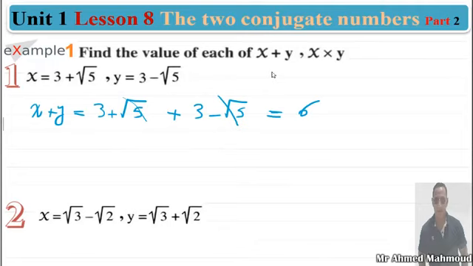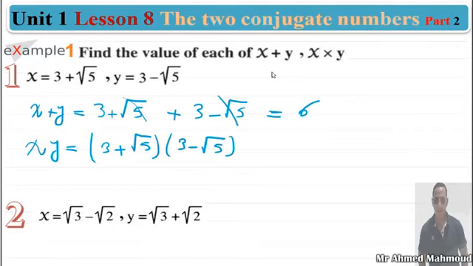Okay, x times y equals 3 plus root 5 multiplied by 3 minus root 5. Don't forget to use the brackets because it's very important. We are going to multiply the first by the first and the second by the second. It will be like this: 3 times 3 equals 9. Root 5 times negative root 5 equals negative 5. And finally 9 minus 5 equals 4.